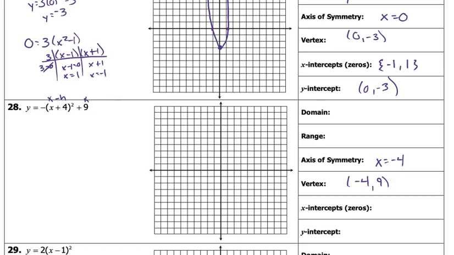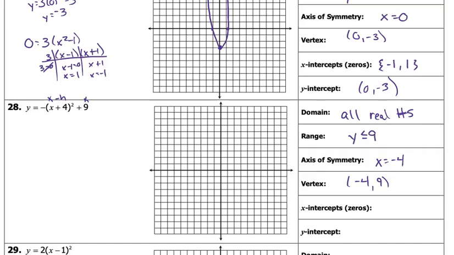Now, domain, I kind of already know the domain. It should be all real numbers. And when it comes to range, well, I know what the vertex is. I need to figure out, is it opening up or down? So it's opening down. I know that because the A is negative. So if it's opening down, this is the max. So I can say, well, then y is less than or equal to 9.